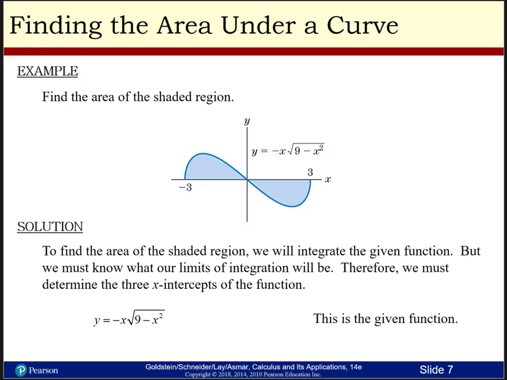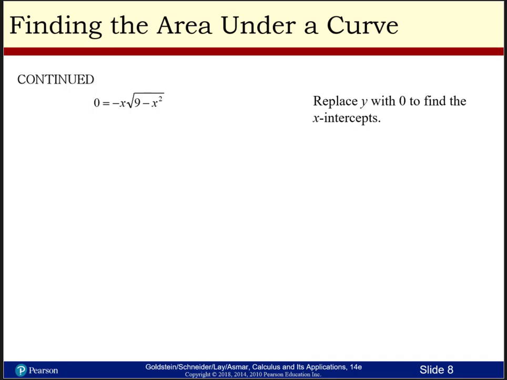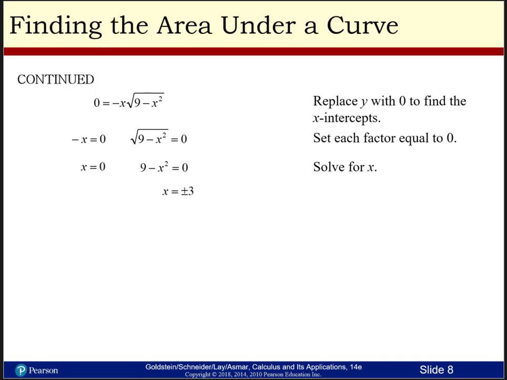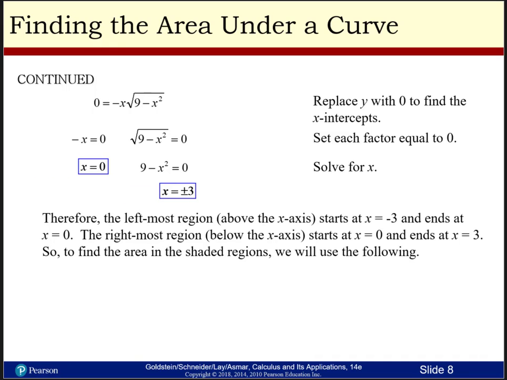Therefore, we must determine the 3 x-intercepts of the function, because we need to do this in pieces. So we have our given function. We're going to figure out where y is 0 so we can get those x-intercepts. Just solving that with algebra, getting our different factors, we're going to get first x is 0, then x is going to be our positive 3. And so there are our limits of integration.